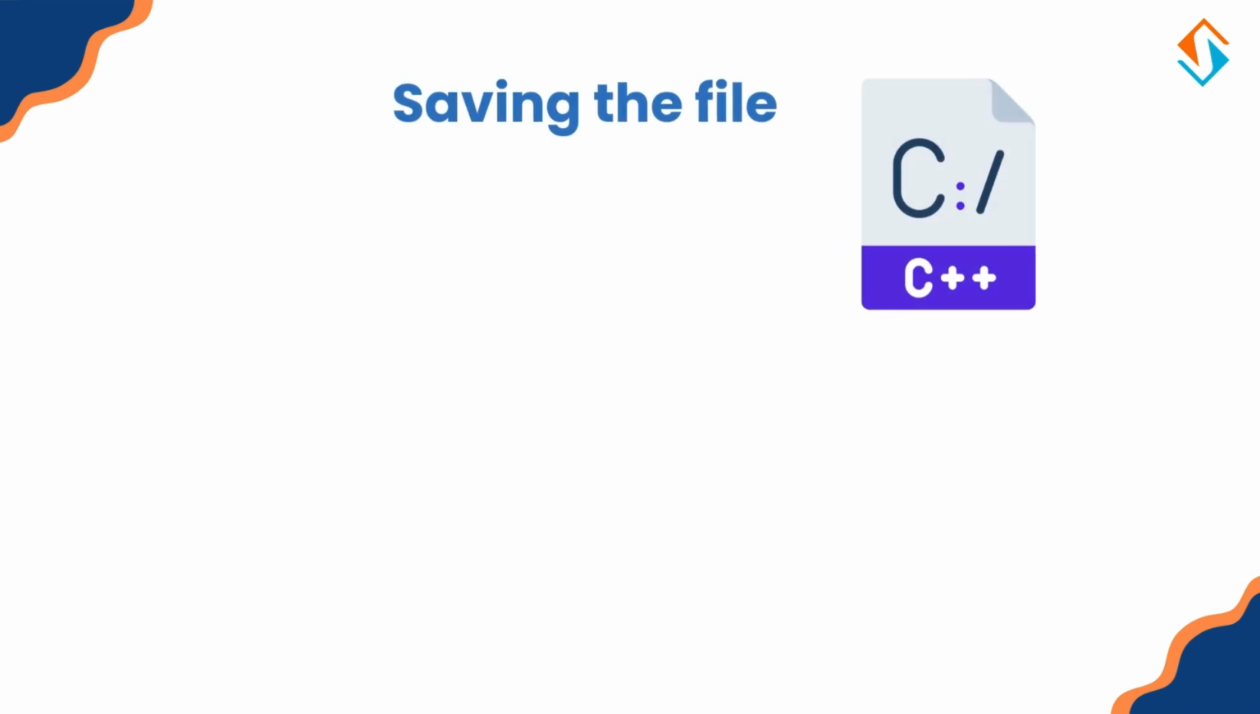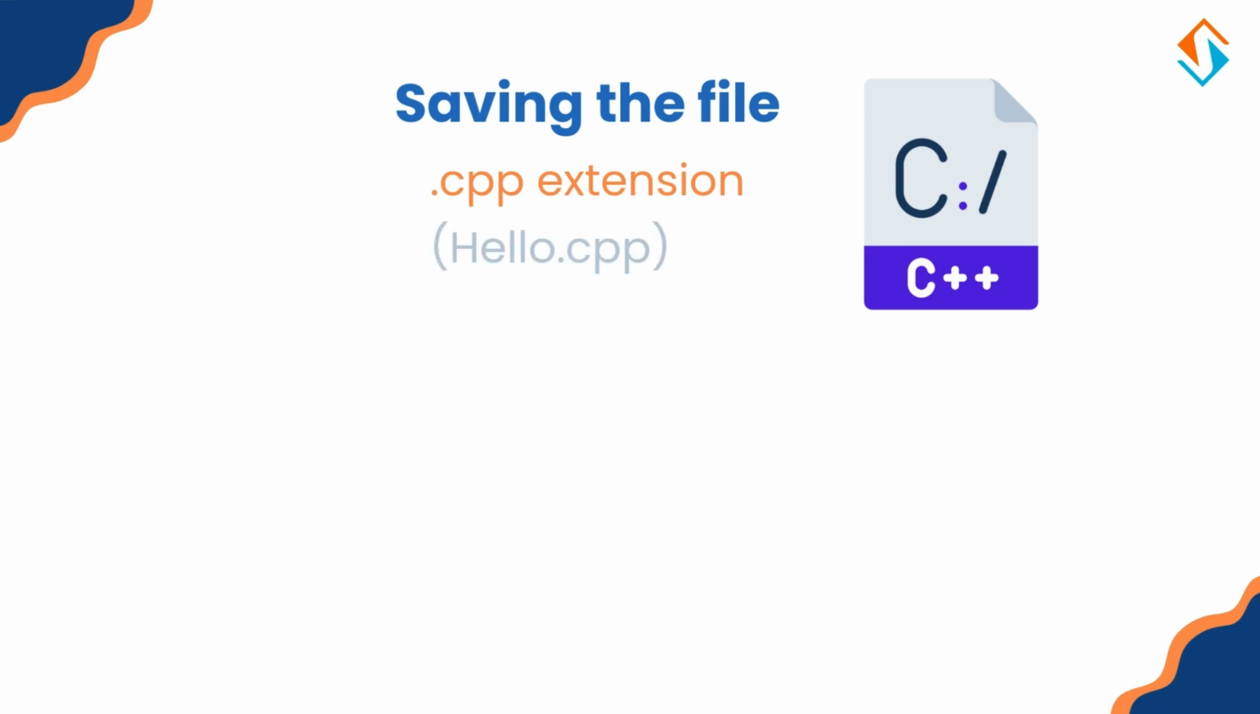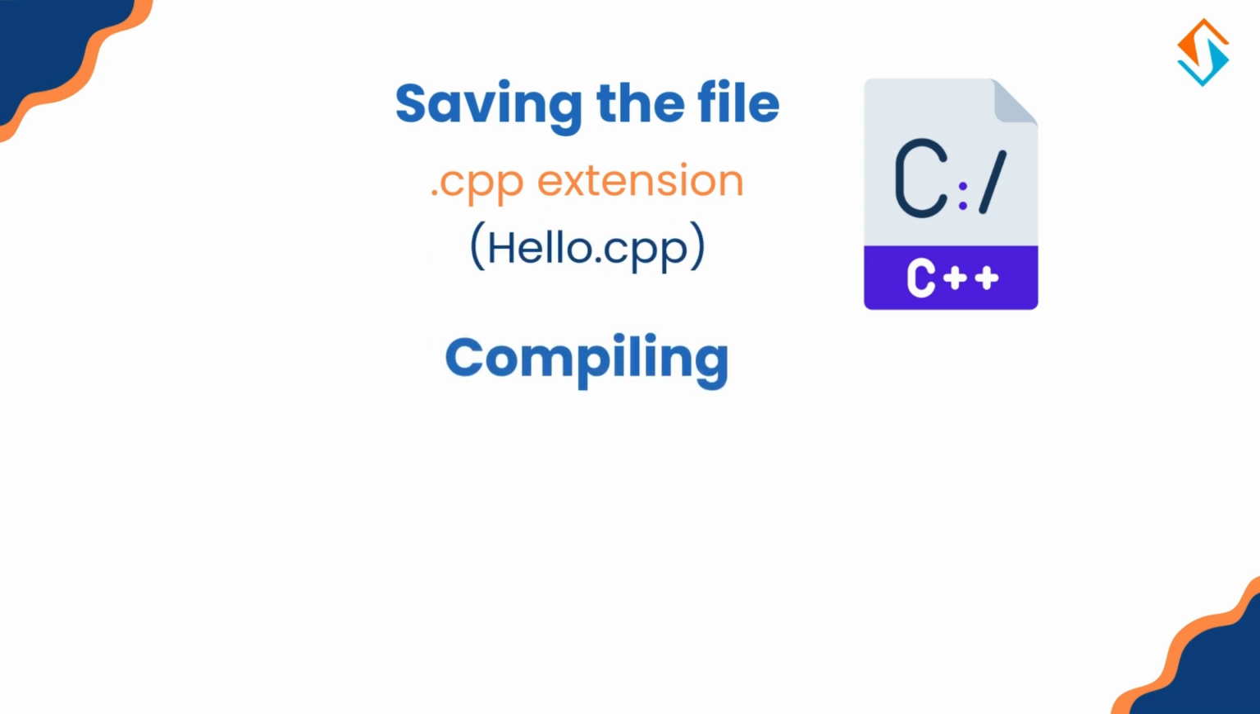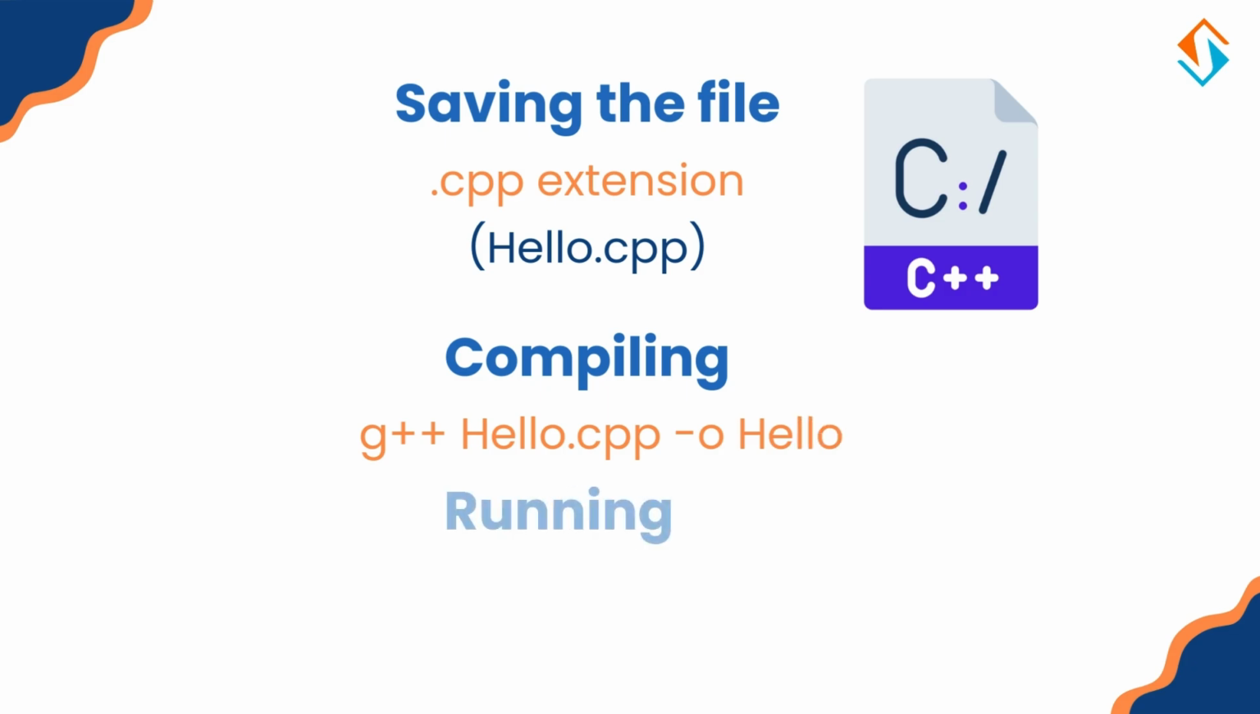Once you've written this code, save it with a .cpp extension, for example, hello.cpp. Then compile it using a C++ compiler like G++. Here's the command. g++ hello.cpp -o hello. And to run it, simply type ./hello. And there you have it.